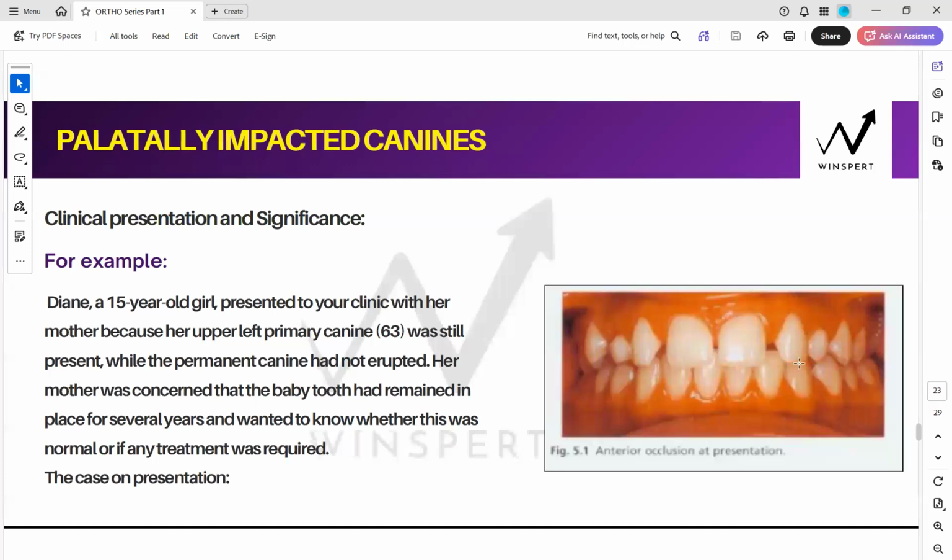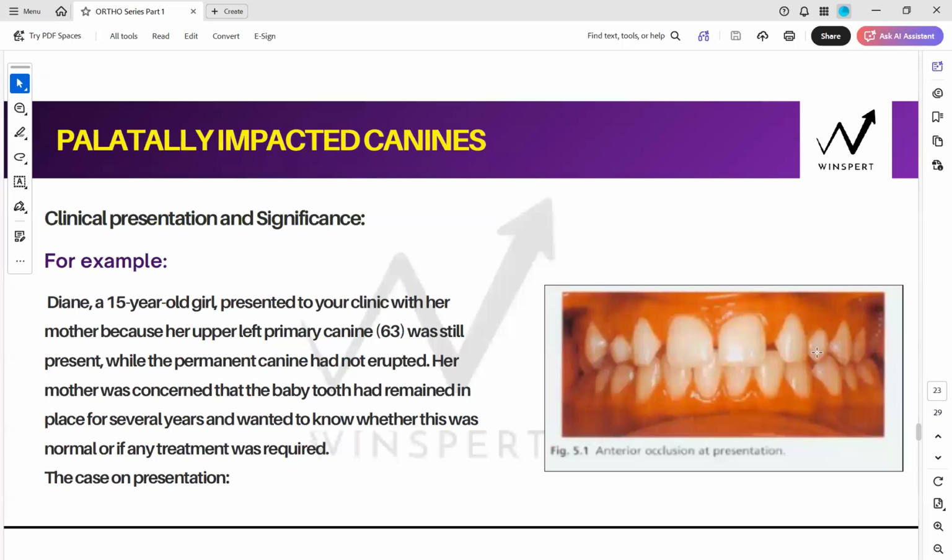Do you see the primary canine here, which is still present? So the permanent canine is not erupted. This is the case on presentation, right? The primary canine was still present in the maxillary arch. The remainder of the permanent dentition had erupted normally, which suggested that eruption of the permanent canine had been delayed or disturbed rather than representing a generalized delay in dental development, right?